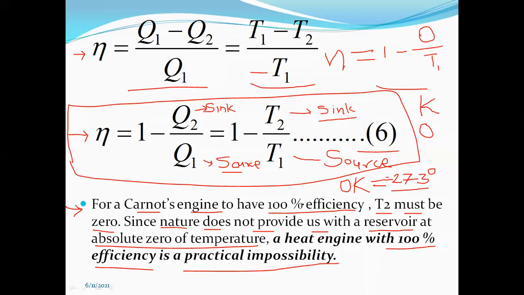So these four lines are important for your MCQs. For Carnot's heat engine to have 100% efficiency, T2 must be zero, since nature does not provide us with a reservoir, that is, a reservoir means a source, at absolute zero temperature. A heat engine with 100% efficiency is a practical impossibility. So this is all about the efficiency of Carnot's heat engine.